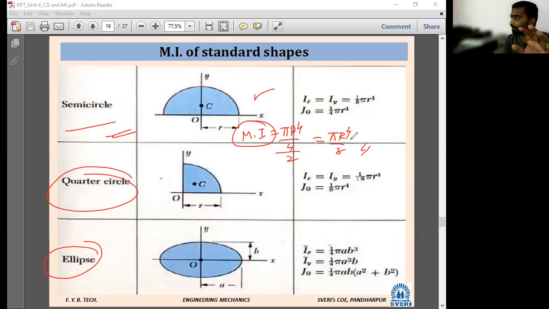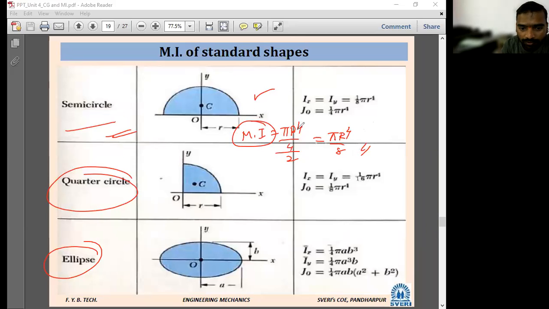Whether it is an area or whether it is a moment of inertia, R का power कितना है? If it is a 2, R का power 2 है तो that is area. Here R का power 4 है. That is moment of inertia.